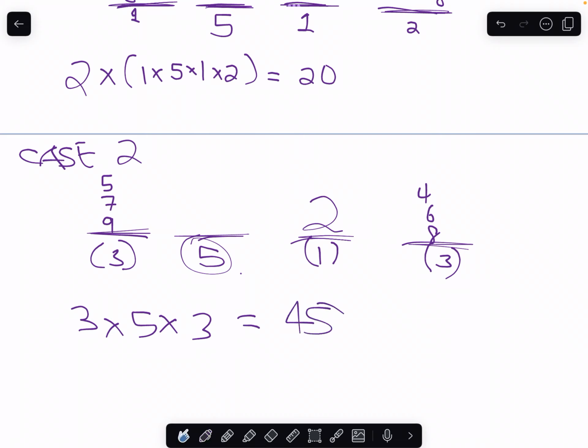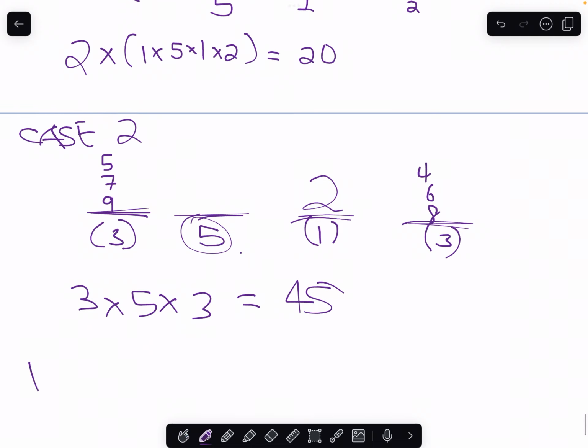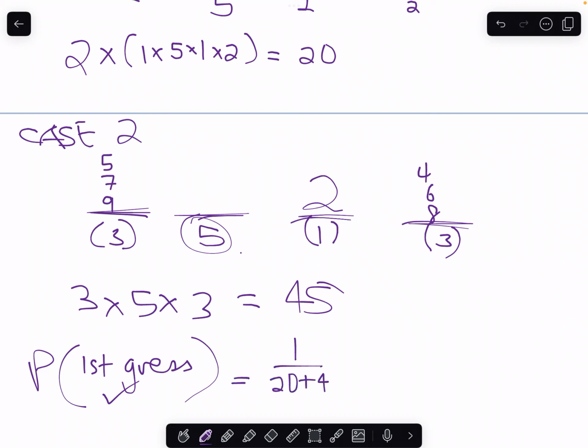So in total, the total number of codes is 20 plus 45, which is 65, so the probability of the first guess being right would be 1 out of 65. So, memo is coming with other things.